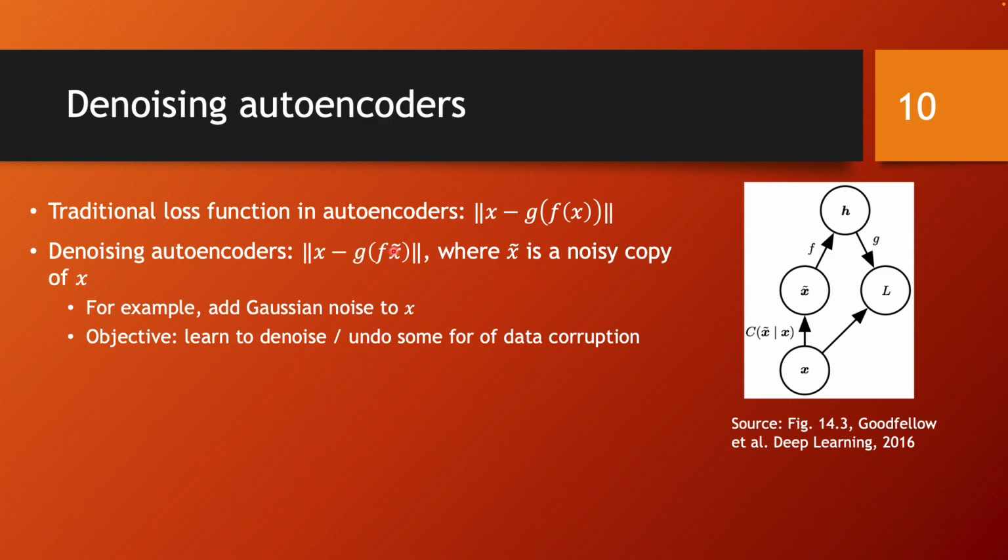And the way you go about implementing this is that you have an input and you are passing through the network some addition to your input. You are adding some randomly generated Gaussian noise. And so with this sort of idea, you are going to have as an objective the concept of learning to denoise or to undo some form of data corruption.